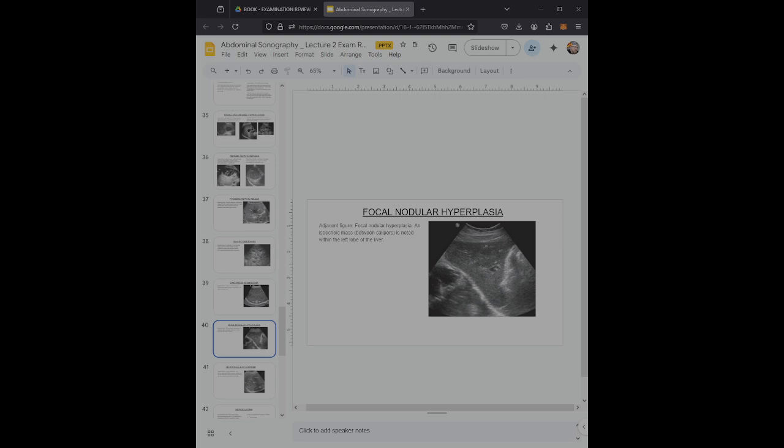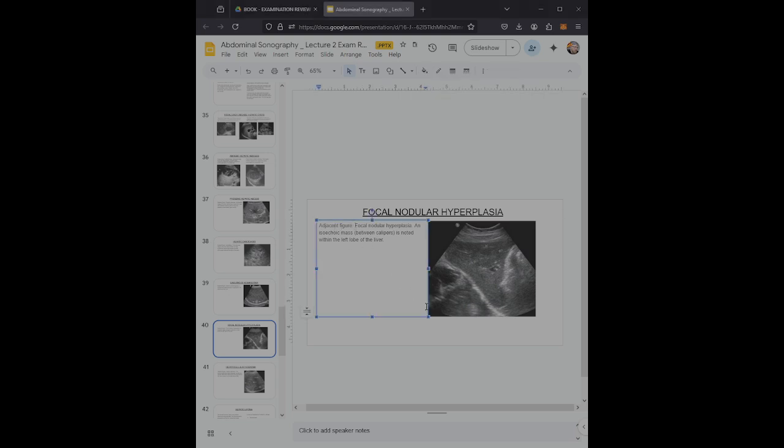color Doppler. And focal nodular hyperplasia has often been referred to as a stealth lesion, because it may be difficult to identify secondary to its slight sonographic disparity from normal liver parenchyma, but it is usually isoechoic, hypoechoic, or hyperechoic, and there's a central scar that can be seen. And it will often reveal hypervascularity with color Doppler.